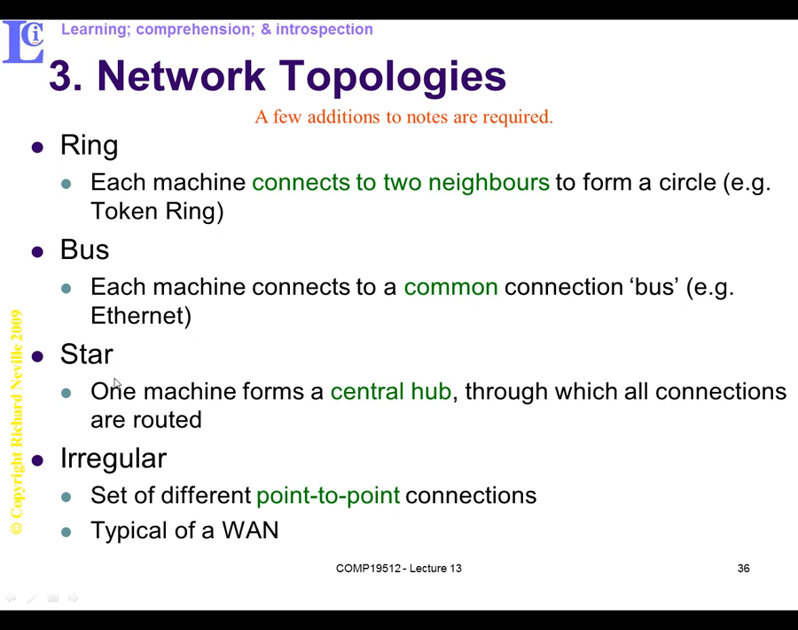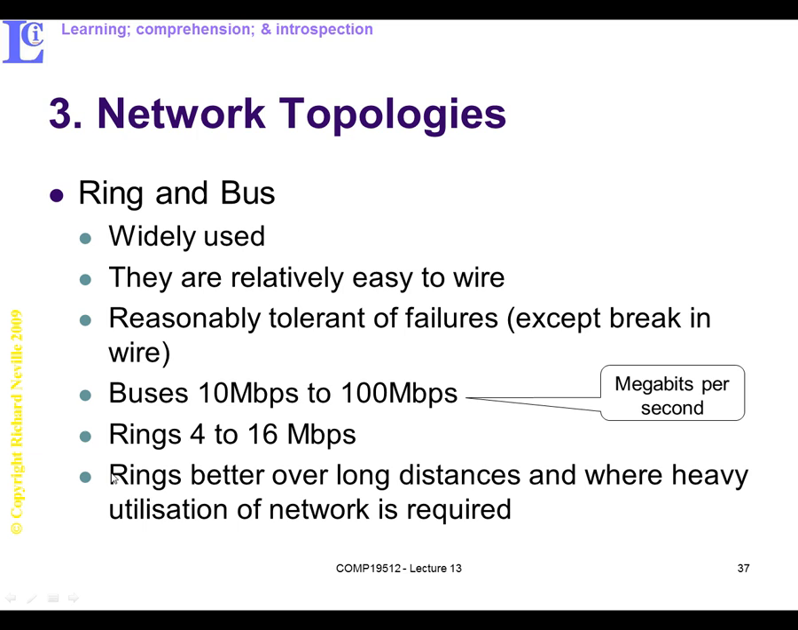Then we've got star connectivity, which has a central hub, which might be good if you want to disconnect one from the network, because you don't destroy the connectivity like you would with a ring. Then you've got this other one, a pseudo point-to-point, which is actually how wide area networks are connected. They're nothing but irregular connections.